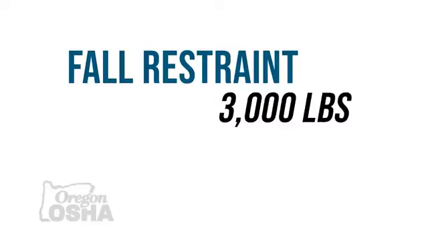Fall restraint in Oregon, we need 3,000 pound anchors. In fall arrest, we need 5,000 pound anchors or a 2-to-1 safety factor. So I have the correct anchors. What happens after the fall? Do I have systems set up so that I can rescue the person who's just fallen?